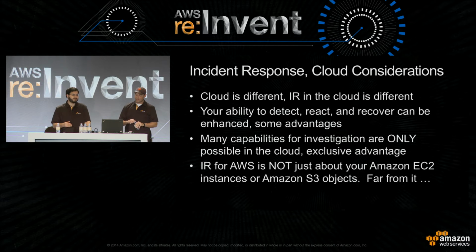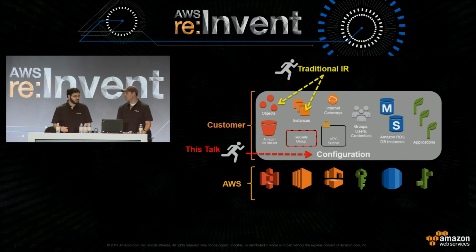A lot of the configuration that defines the topology of your application is different, and you have the advantage of it being programmatically accessible, easy to query, easy to script. So there are many things that you can do in a cloud environment that are actually harder to do elsewhere. And you also want to understand that incident response within AWS is not just about your EC2 instances, not just about your Amazon S3 objects. Far from it, there's a few other things that you're going to have to pay attention to, right?